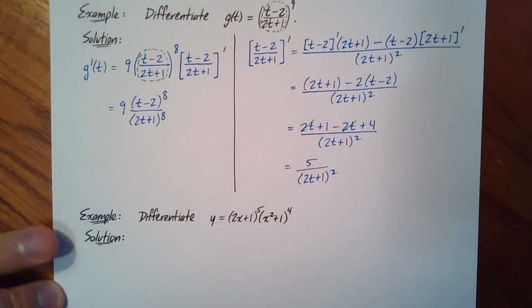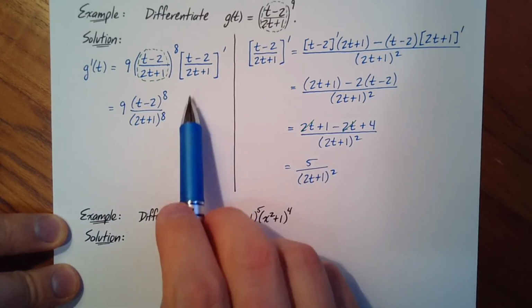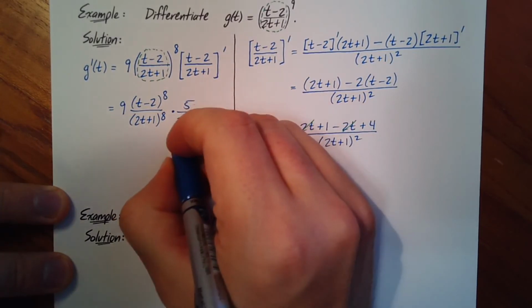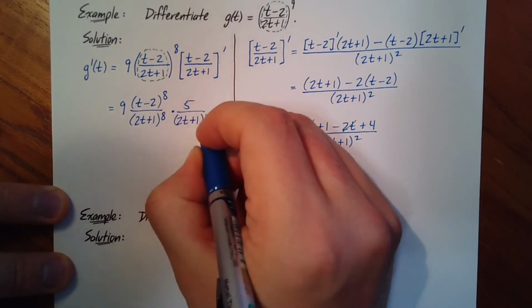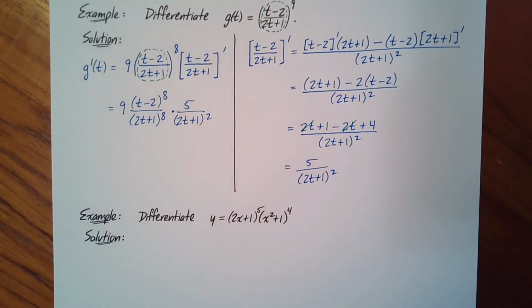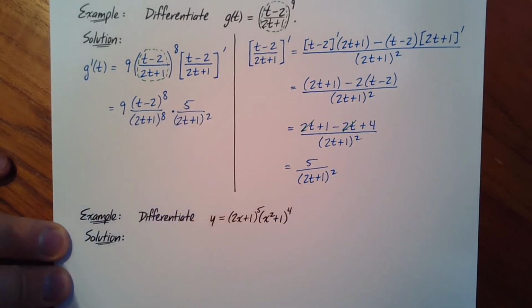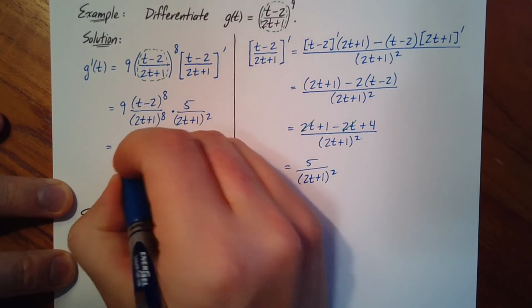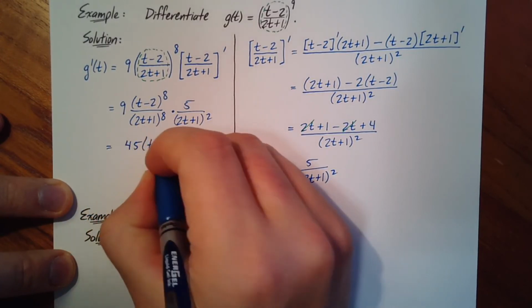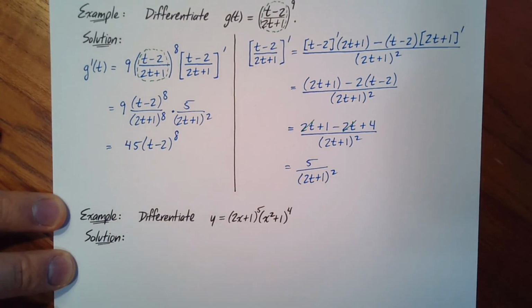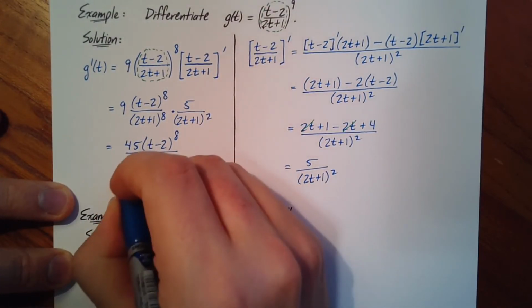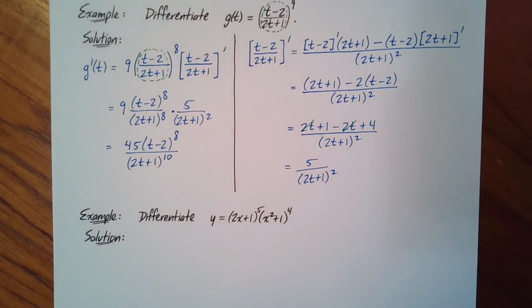So it's worth doing that because now when we put this fraction in for the derivative, we're going to get multiplied by 5 over (2t plus 1) squared. Then it's easier to combine these and condense it as much as possible. Multiply the constants together. 5 times 9, that's 45. So your numerator is just going to be 45 times (t minus 2) raised to the power of 8, all divided by (2t plus 1) raised to the power of 10. And that is your g prime of t.